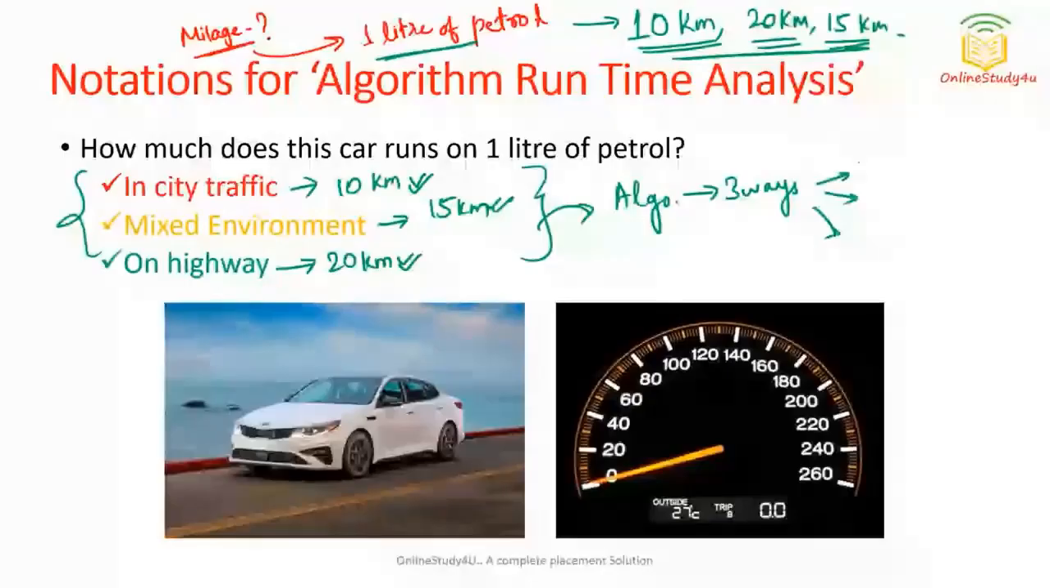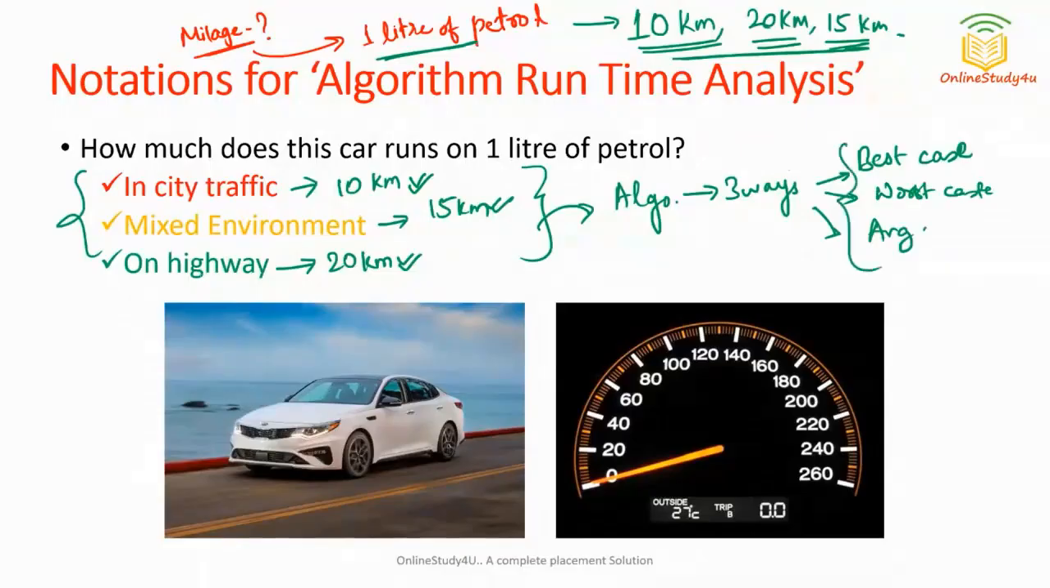First is the best case. Okay, best case, what will be the time taken by it? Then what will be the time taken by it in the worst case? And lastly, we have an average case. Okay, so this is a rough idea of what algorithm runtime analysis is, in comparison to the mileage of a car. Now let us see what they are.